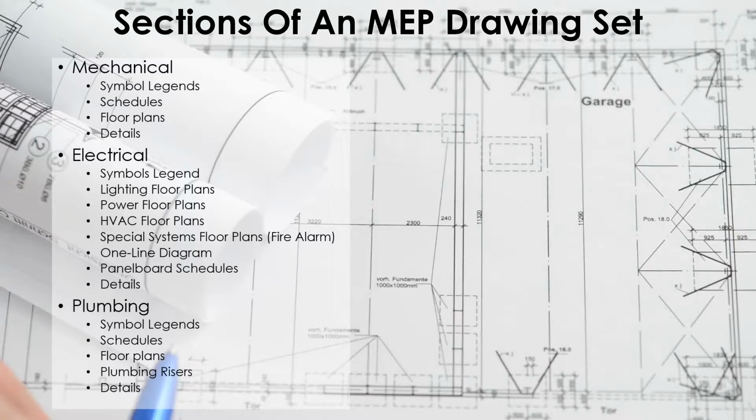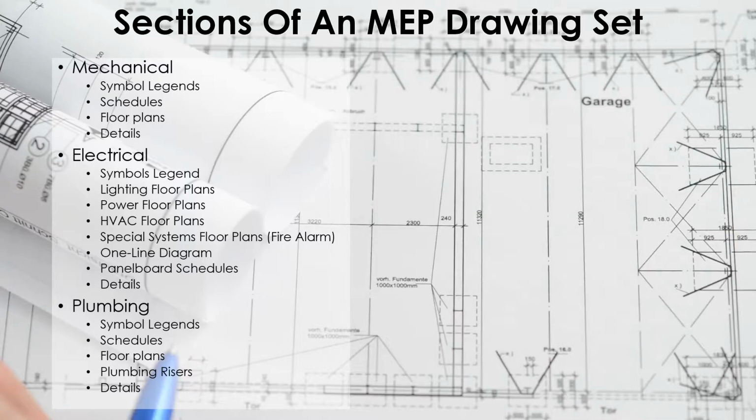Then you'll have a lighting floor plan, power floor plan. You may have an HVAC power floor plan, depending on how busy the power floor plans are. Could have a special systems floor plan, which is just a fire alarm. You'll have what's called a one-line diagram, which is essentially a diagrammatic layout of how the panel boards and everything is connected. You'll have the panel board schedules, and then you'll have details.